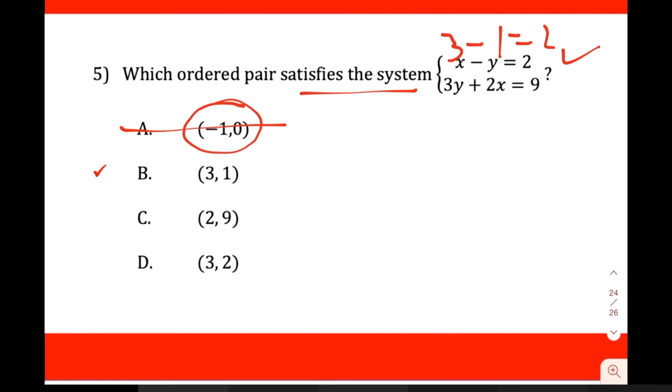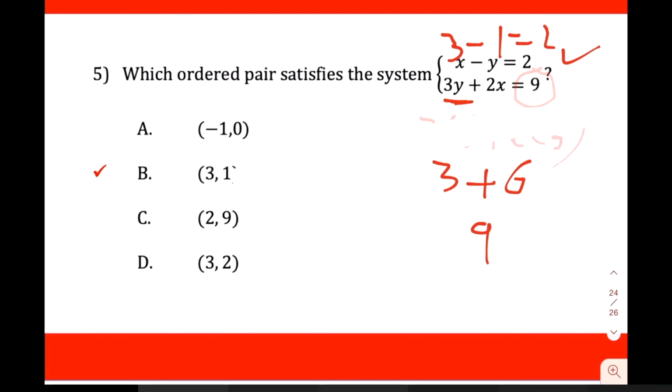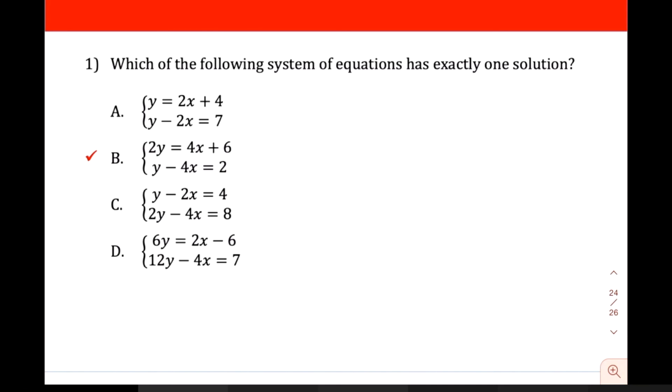So what do you do? Substitute 3 and 1 in x and y. Be careful here, they put y second. So make sure you put 1 here. 3 times 1 plus 2 times 3. 3 times 1 is 3. 2 times 3 is 6. 6 plus 3 is 9, which is equal 9. And you take this. It's like checking your solutions. You remember how to check solutions. And that's it. It's done.